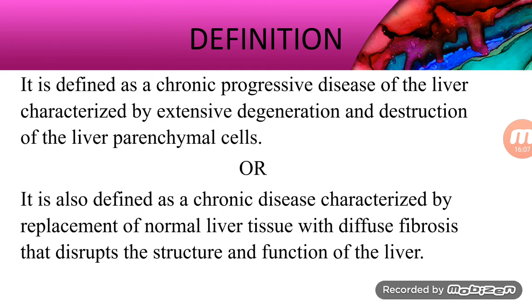So it is defined as chronic disease. It is a prolonged disease characterized by replacement of normal cells. Instead of normal cells, there will be widespread fibrosis. Because of widespread fibrosis, the structure and function of the liver will be disrupted. That is the definition of liver cirrhosis.